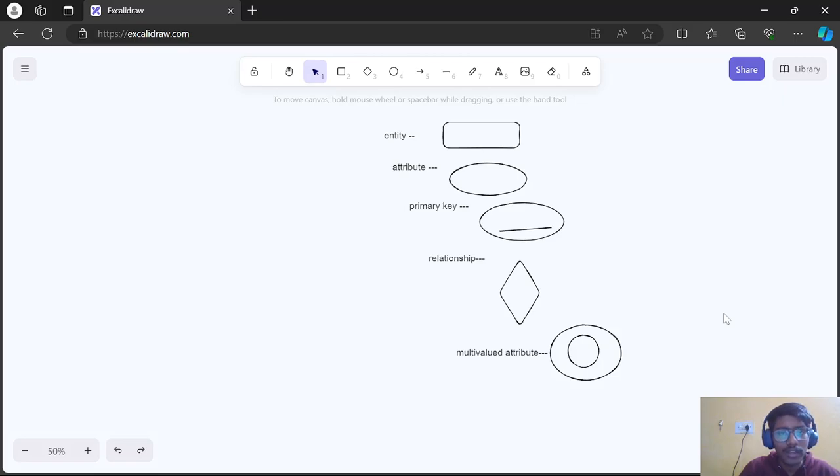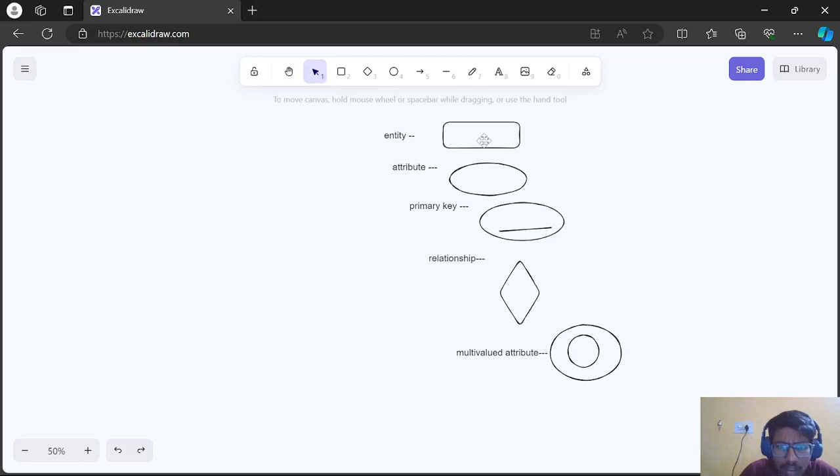We have seen a primary key, we have seen a relationship. But what is a multi-valued attribute? It means it has many attributes. For example, we can take a date. A date has a month, the day, and the year. So it has three different attributes, each specifying its own value.